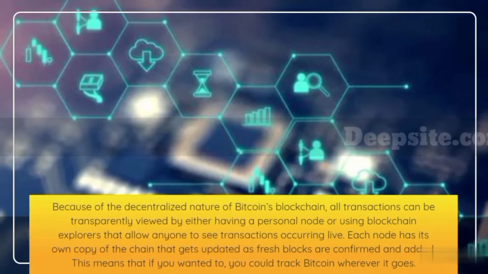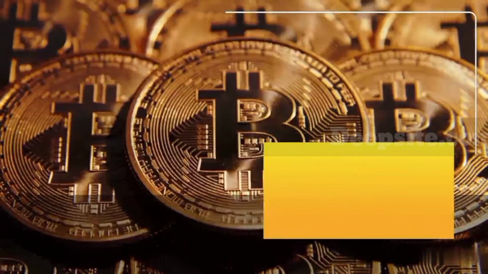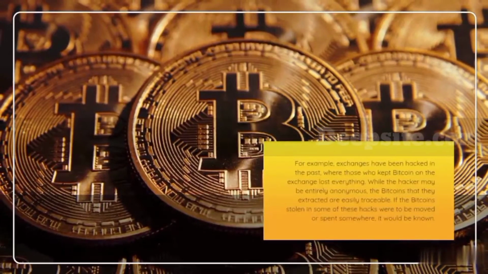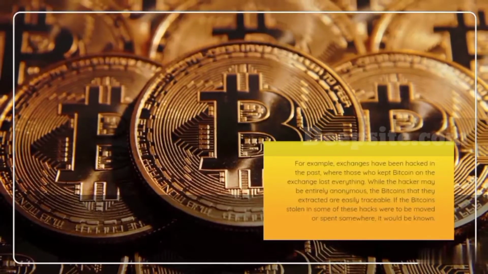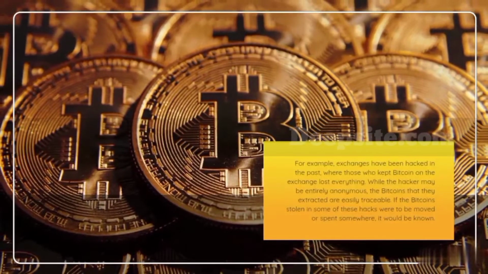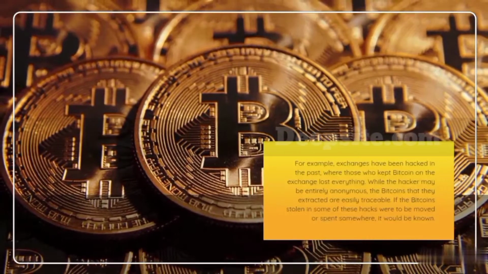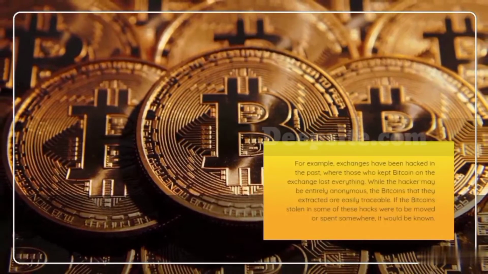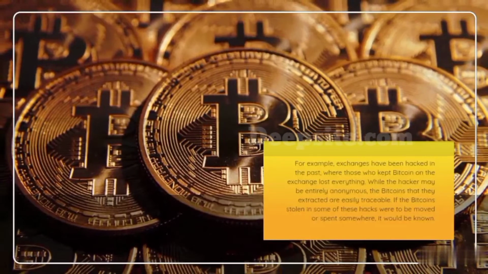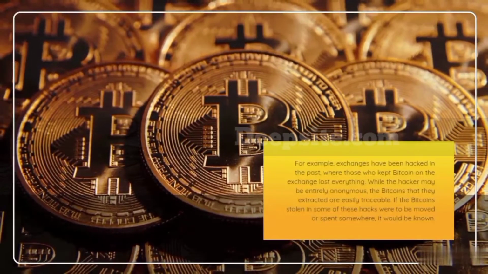For example, exchanges have been hacked in the past, where those who kept Bitcoin on the exchange lost everything. While the hacker may be entirely anonymous, the bitcoins that they extracted are easily traceable. If the bitcoins stolen in some of these hacks were to be moved or spent somewhere, it would be known.